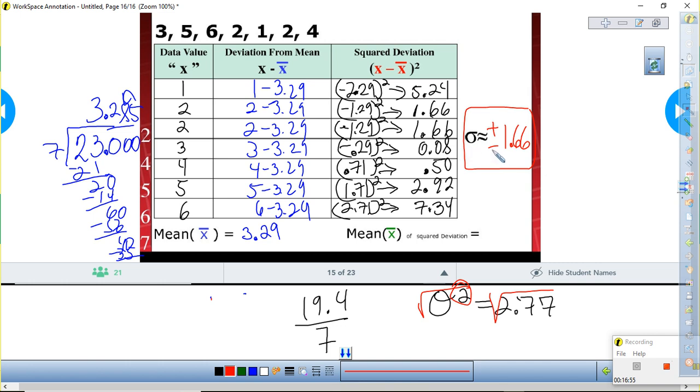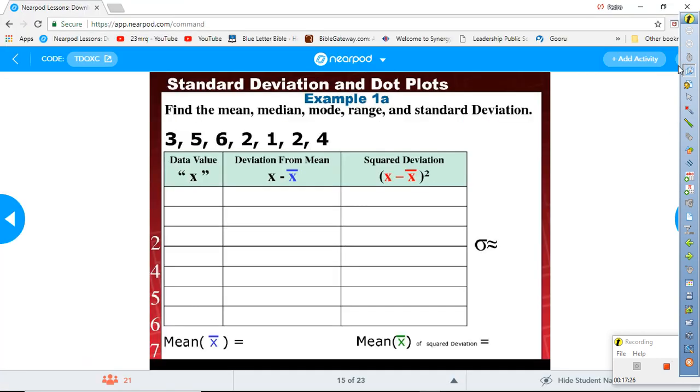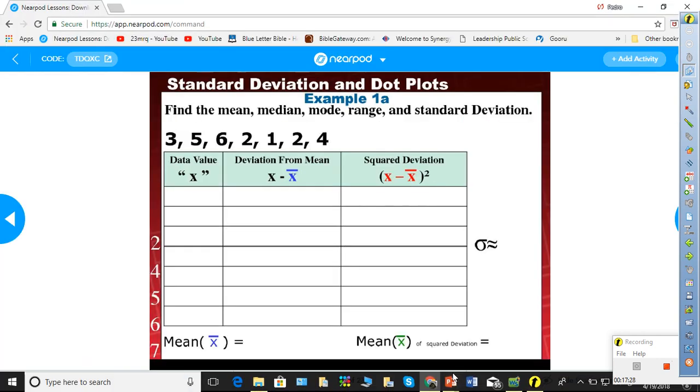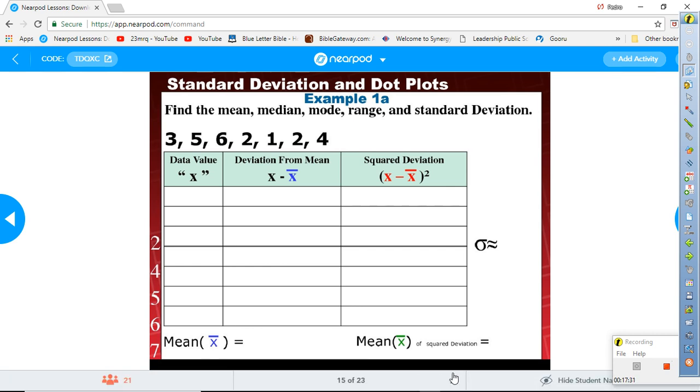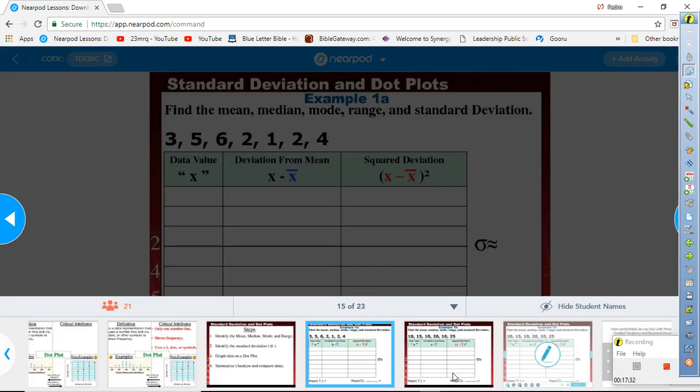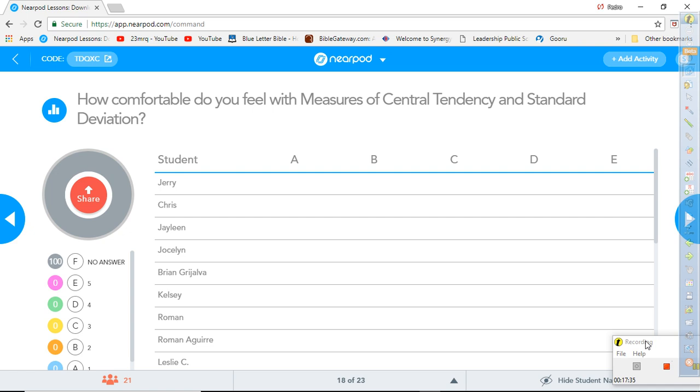Are we there? Fairly simple? Yes, Mr. Q, we love these. All right, good. Therefore, from 1 to 5, how do you feel with standard deviation right now?